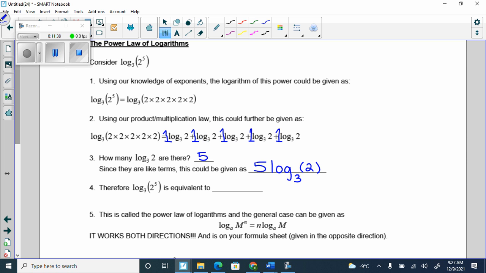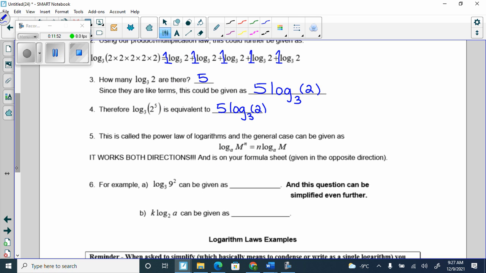Therefore, log base 3 of 2 to the 5 is equivalent to 5 log base 3 of 2. That's why the power rule works. That's why you can take this exponent and drop it in front, or take it in front and drop it up as the exponent. And it works in both directions. Sometimes you need the number in front, and sometimes you need the number as the exponent. It depends on the question as to where you need it.